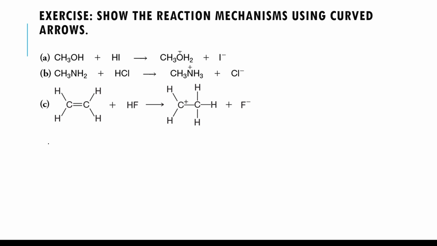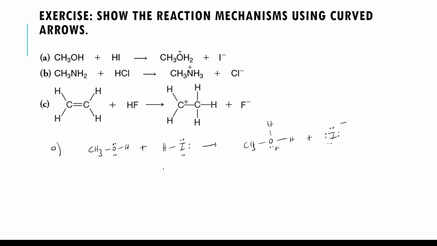Okay, let's rewrite the reaction showing the lone pair electrons. So we have methyl alcohol. We know that oxygen has two lone pairs, plus hydrogen iodide. In iodine, we have three lone pairs. And what is happening? We have oxygen connected now with two hydrogens, and oxygen is positively charged, and iodine having four lone pair electrons and having a negative formal charge.